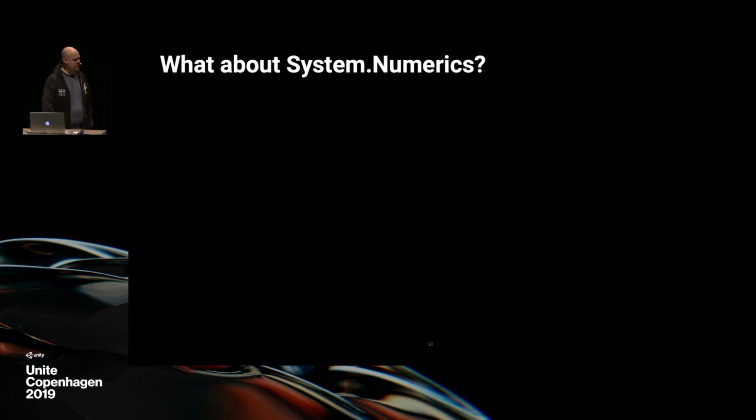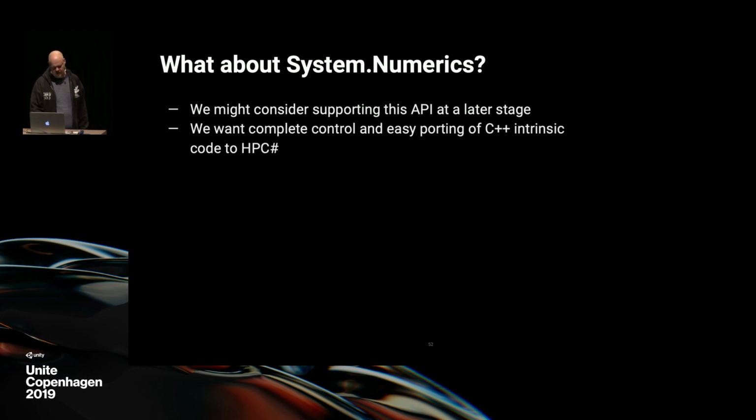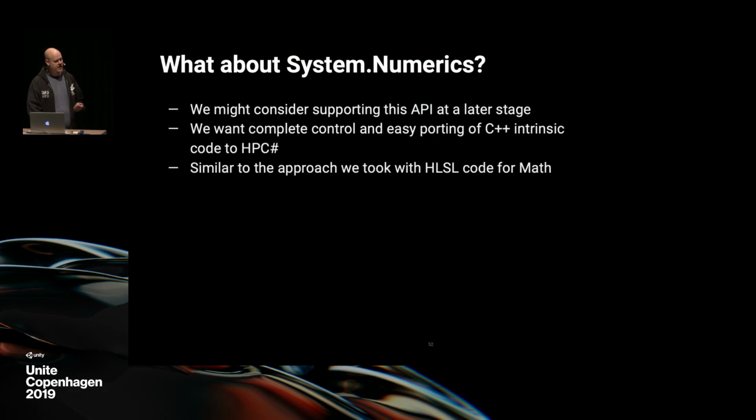Some of you may have heard about System.Numerics. They have a vector thing going on, and why didn't we use that? We might consider supporting that API. It's only in .NET Core 3, I think. Right now, though, what we want is to provide an easy porting target for existing engine code, both at Unity and guys like you have. And we want to be able to give a really easy transition path. If you think about it, that's similar to the approach we took with the HLSL syntax that we use in mathematics. We were able to port things like GPU random noise functions and whatever to mathematics really easily.